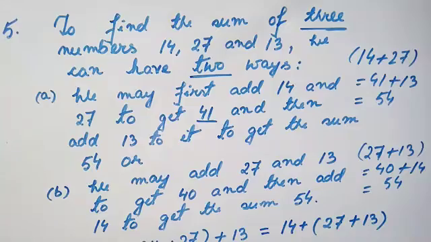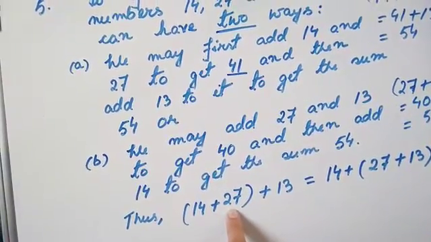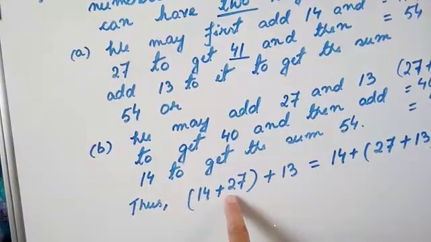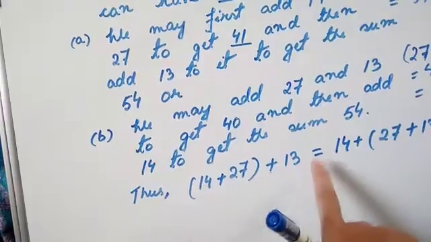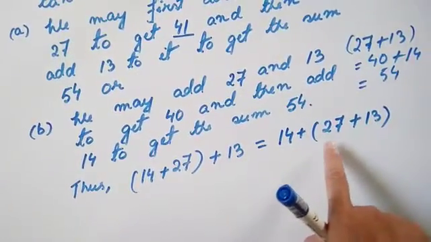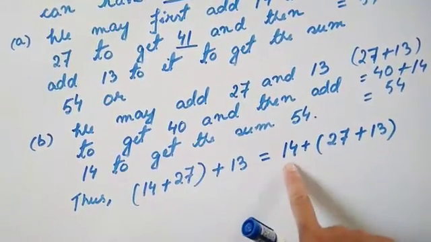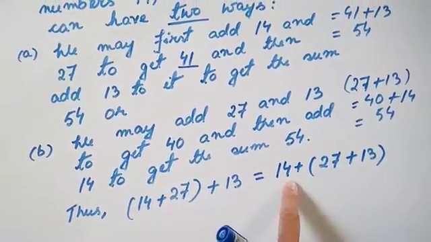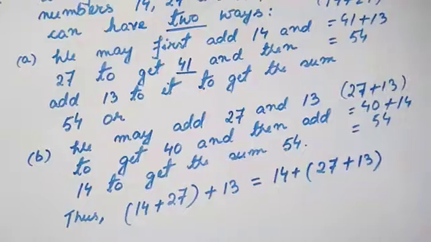So these are the two ways of finding the sum of three numbers. Adding 14 and 27, and after that adding 13, the result will remain the same as adding 27 and 13 first, and after that adding 14. We get the same result. Have you understood the question so far? Okay, let's continue reading the question.